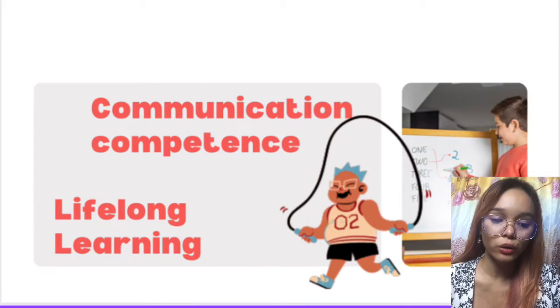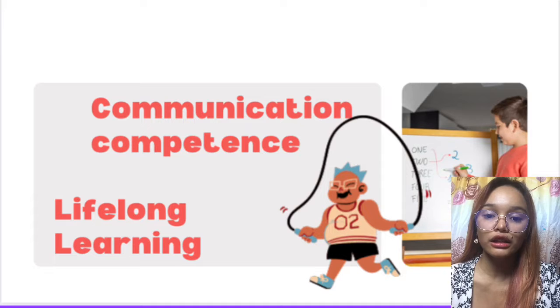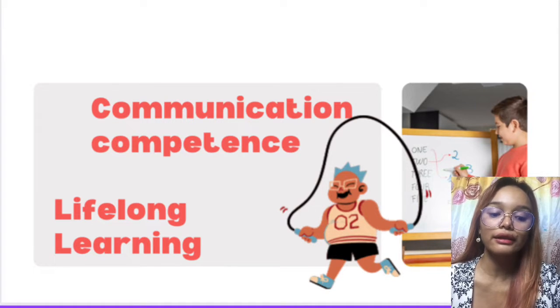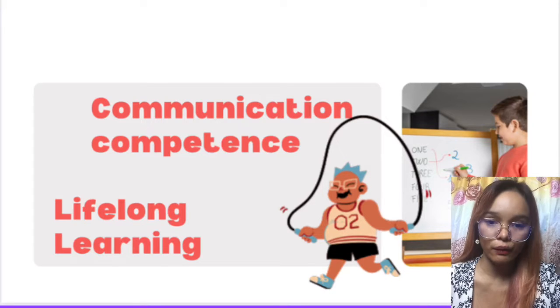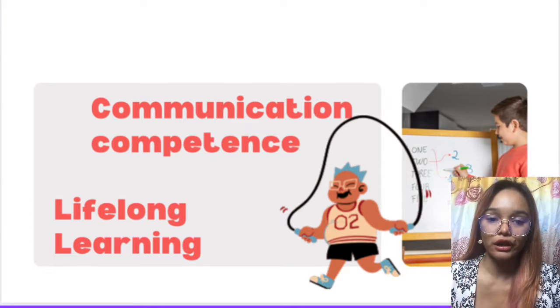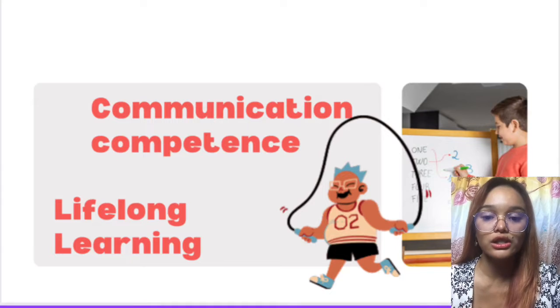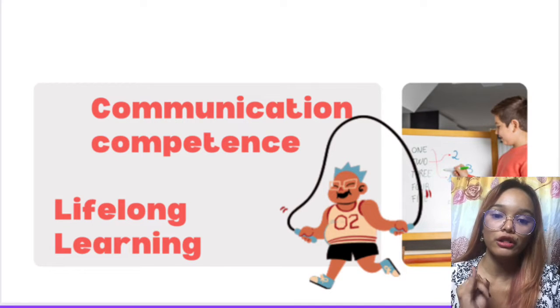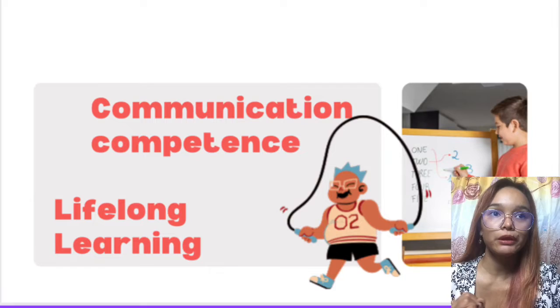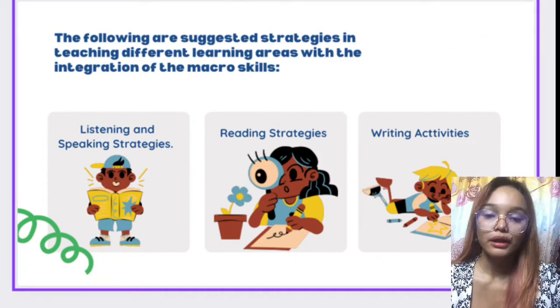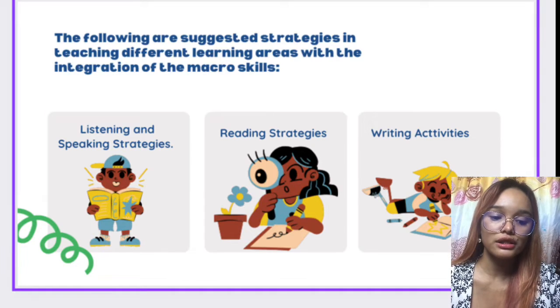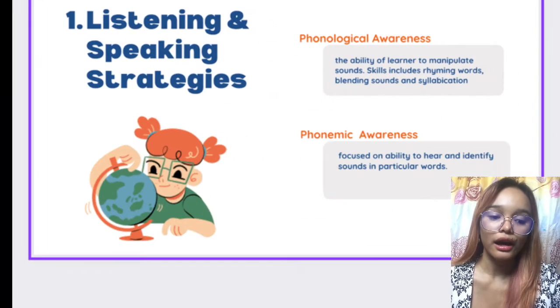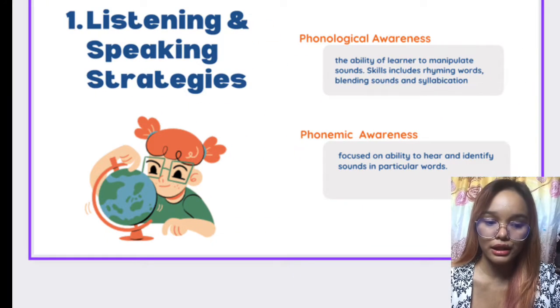The ultimate goal for communicative competence is both oral and written discourse in the three languages. The first language would be their native language, and next would be either Filipino or English. So that would be three. The following are the suggested strategies in teaching different learning areas with integrated macro skills.